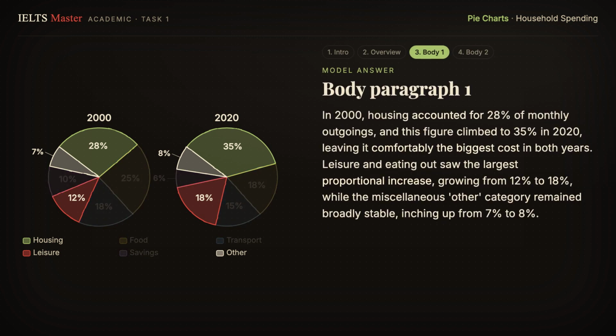Now the detail. Body 1, the categories that rose. In 2000, housing accounted for 28% of monthly outgoings, and this figure climbed to 35% in 2020, leaving it comfortably the biggest cost in both years. Leisure and eating out saw the largest proportional increase, growing from 12% to 18%, while the other category remained broadly stable, inching up from 7% to 8%. Notice the proportion language: accounted for, the biggest cost, broadly stable.